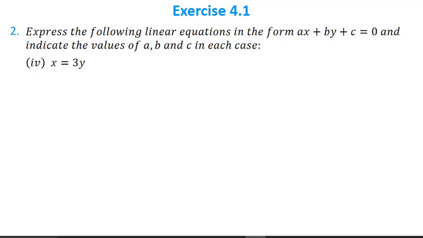Fourth problem is x equal to 3y. Now here again you will bring 3y to the left hand side. So you will get x minus 3y plus 0 equal to 0, you can say. As there is no c term, no constant term, you can put 0. And when you compare you will get the value of a as 1, value of b as minus 3 and value of c as 0.